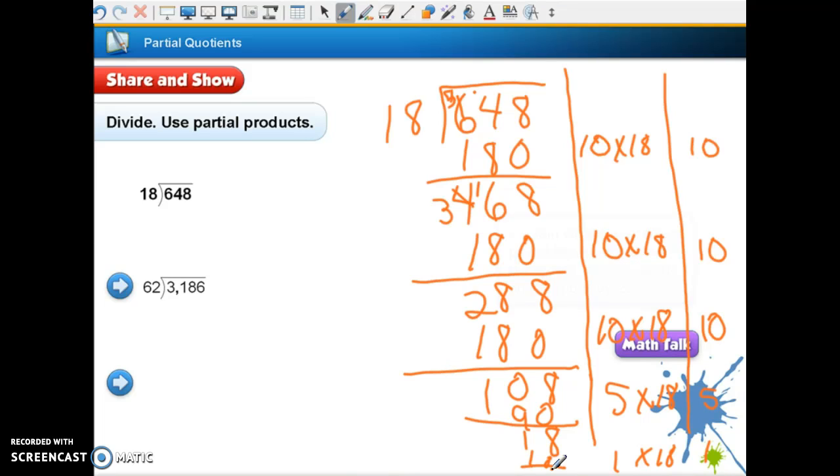Now we got to add our partial quotient. How many 10s did we have? 1, 2, 3, which is 10, 20, 30, 35, 36, which you should write below it. I'm running out of room. It won't show on my recording. So our answer is 36. Okay.